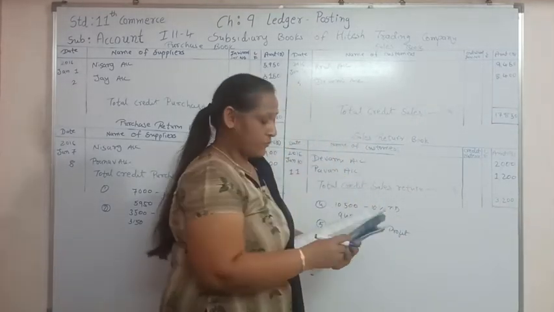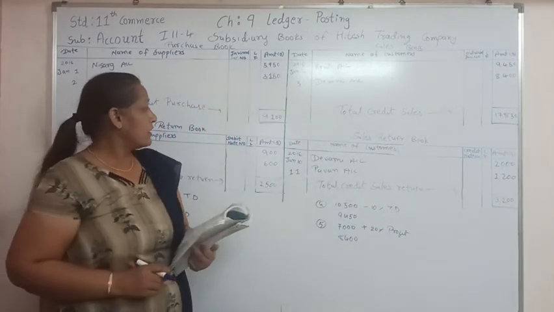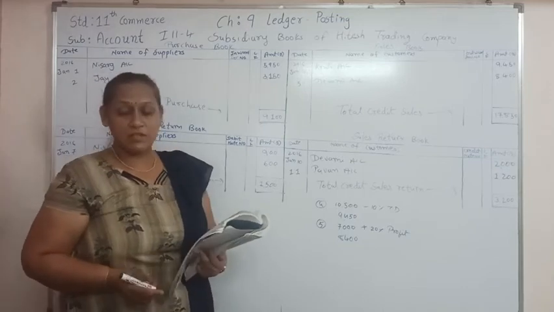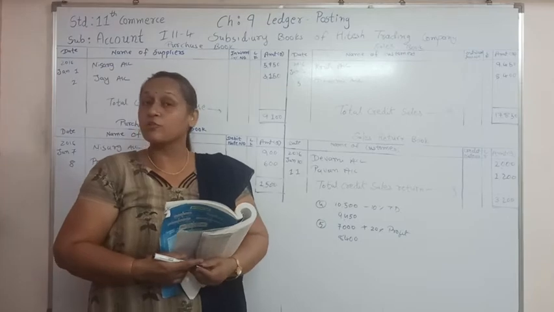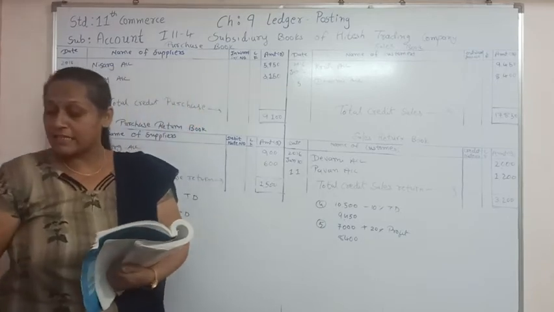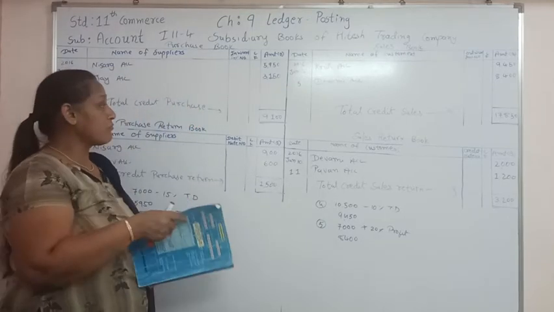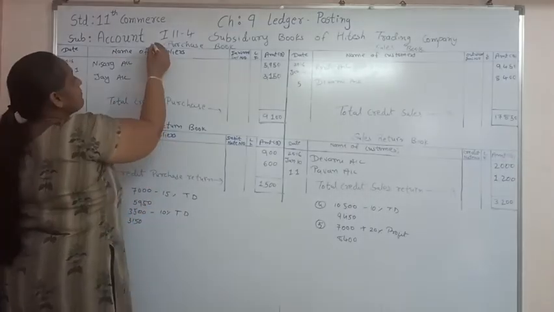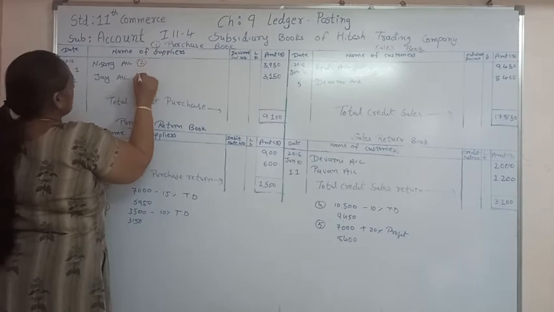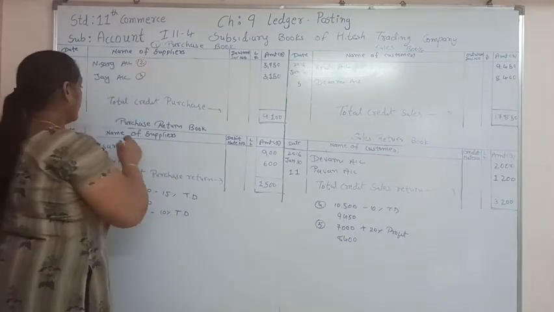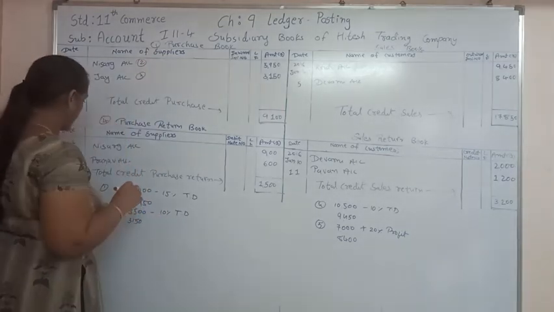So here we have finished preparing the subsidiary book. Now we have to find out how many accounts we are supposed to prepare. So let's see how many accounts we are supposed to prepare. First is a purchase account. The second one is a Nisarg account. Third one is a Jai account. Fourth one is a purchase return account.